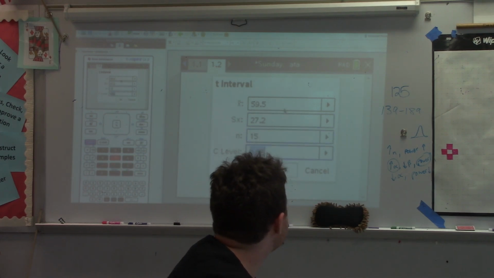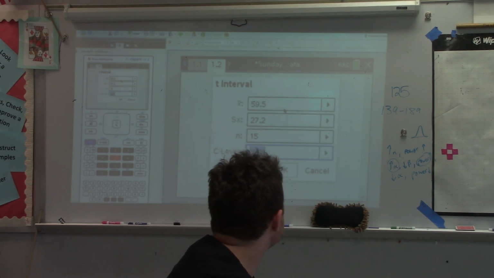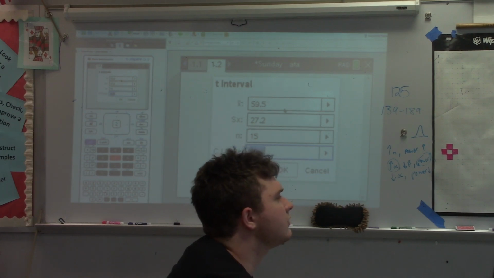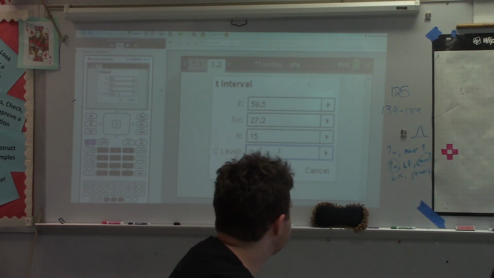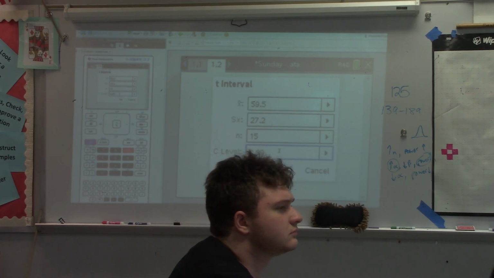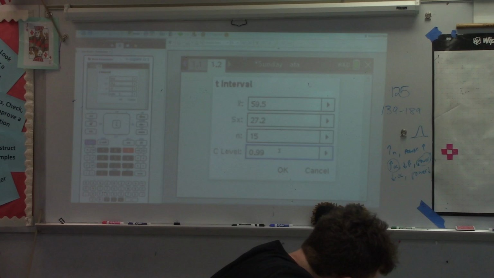By the way, just pausing for a second, what does that mean my degrees of freedom is? N minus 1, so 14, right? So my sample size is 15, my degrees of freedom would be 14, and what's my confidence level? 99. You just fill in what it asks for.